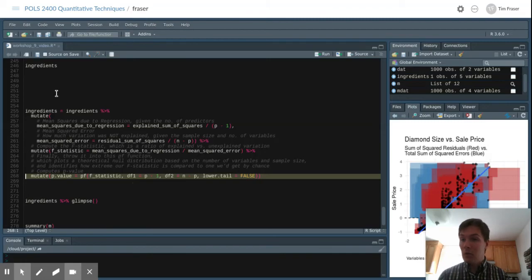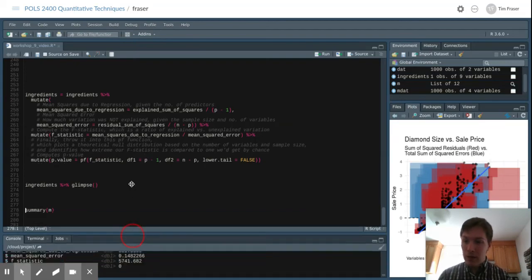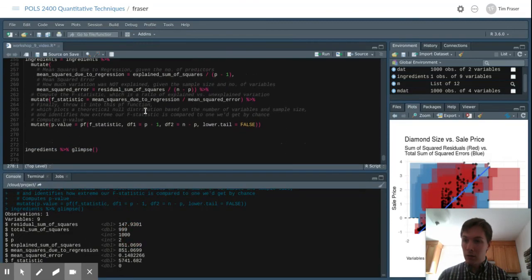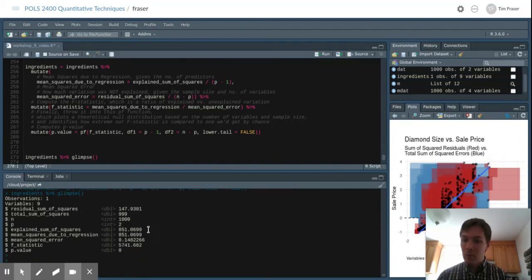Okay. So let's check this out. Boom. So if we look at this now, we can see the ingredients that we made. We can see what the explained sum of squares was, and the mean squares due to regression, which is actually the same because it's 2 minus 1. P was 2 minus 1, right? We can get the mean squared error, and we get this F statistic.